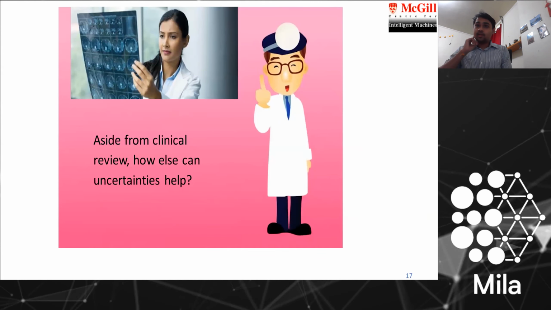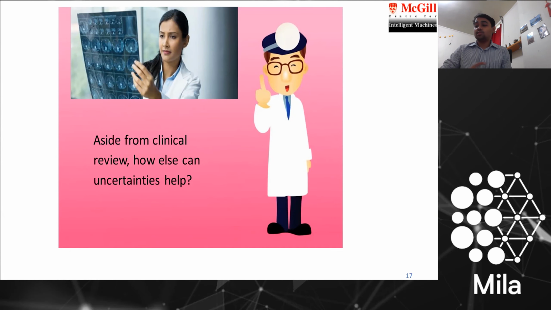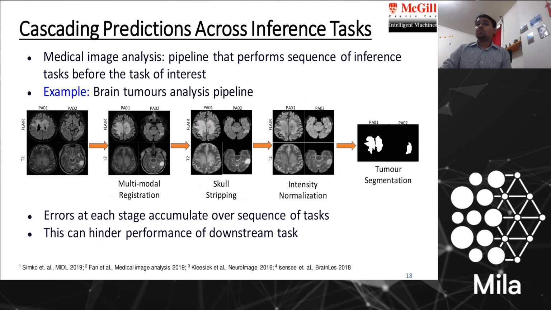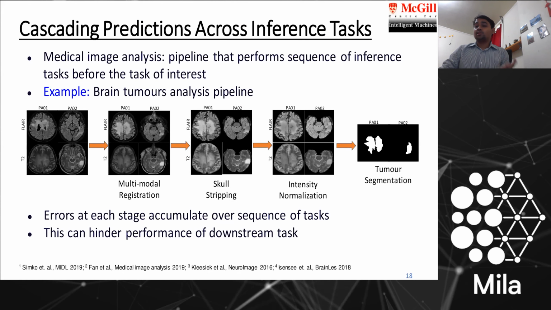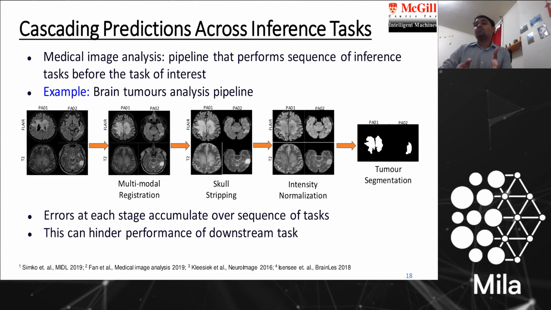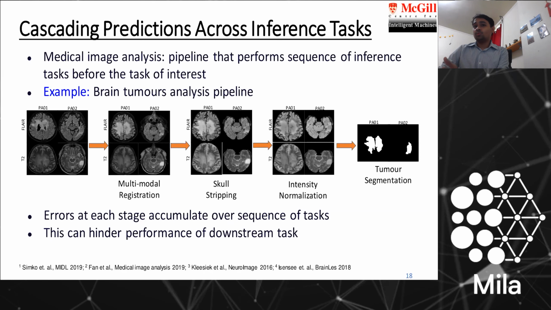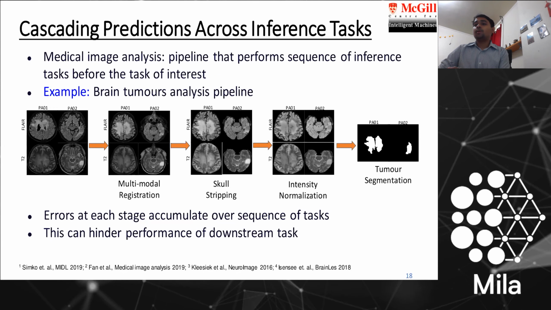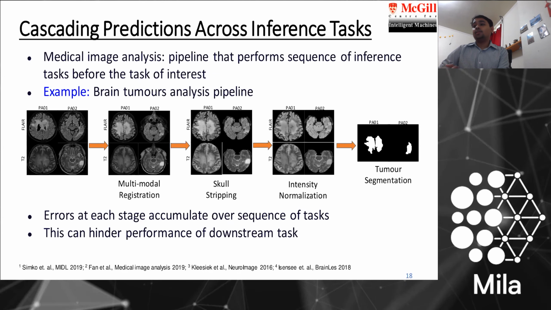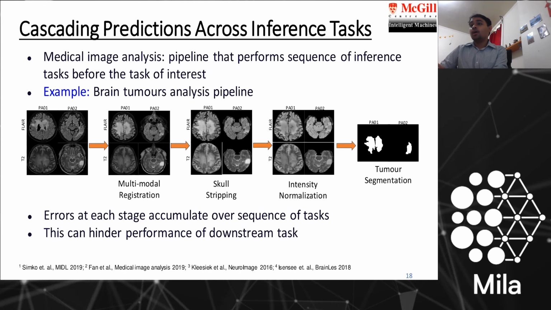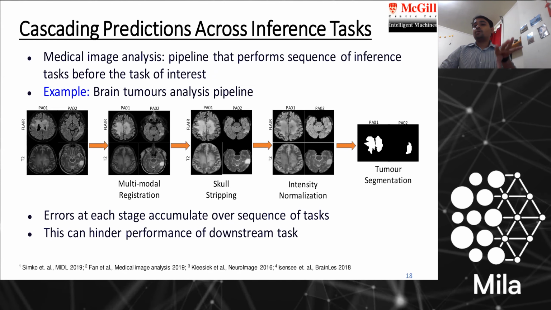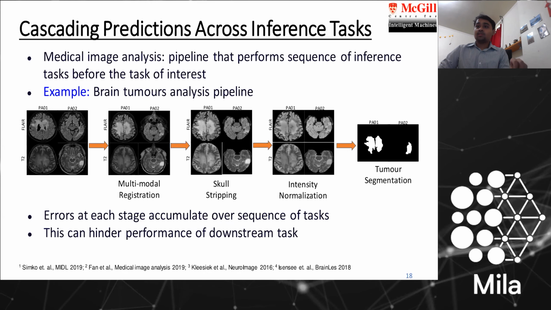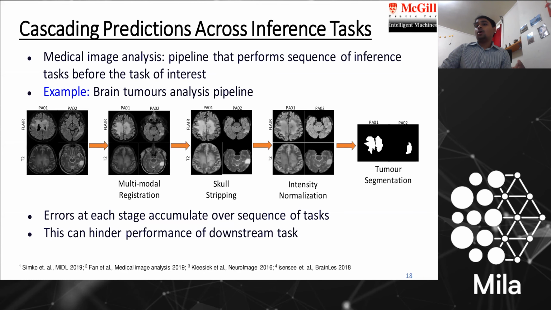So another question: apart from just asking clinicians to review the most uncertain predictions, how else can we use it? In a medical imaging pipeline, like brain tumor segmentation, there are cascaded prediction tasks which are done before the task of interest. Let's take an example of tumor segmentation. First you have multiple modalities, so you do a multimodal registration, then skull stripping, then intensity normalization, and at the end you do tumor segmentation, which in turn can be used for diagnosis. So here there are four or five tasks before the task of interest, and each one is preceded by n number of tasks. Deep learning models have been introduced for all these tasks.